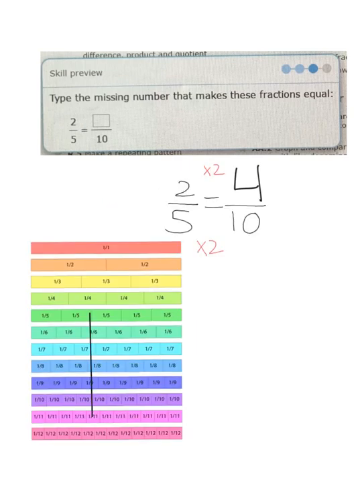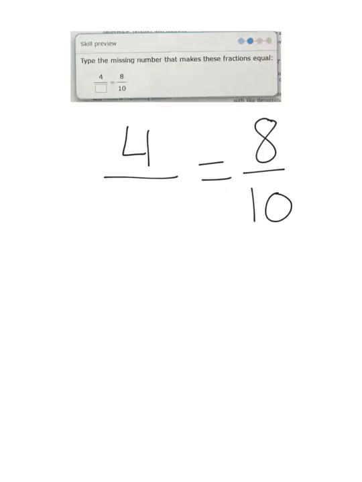And just in case you didn't believe me, here's a nice quick visual. 2/5 is equal to 1, 2, 3, 4/10. But see how much faster that was? And you don't need to have a fraction strip sheet with you all the time.